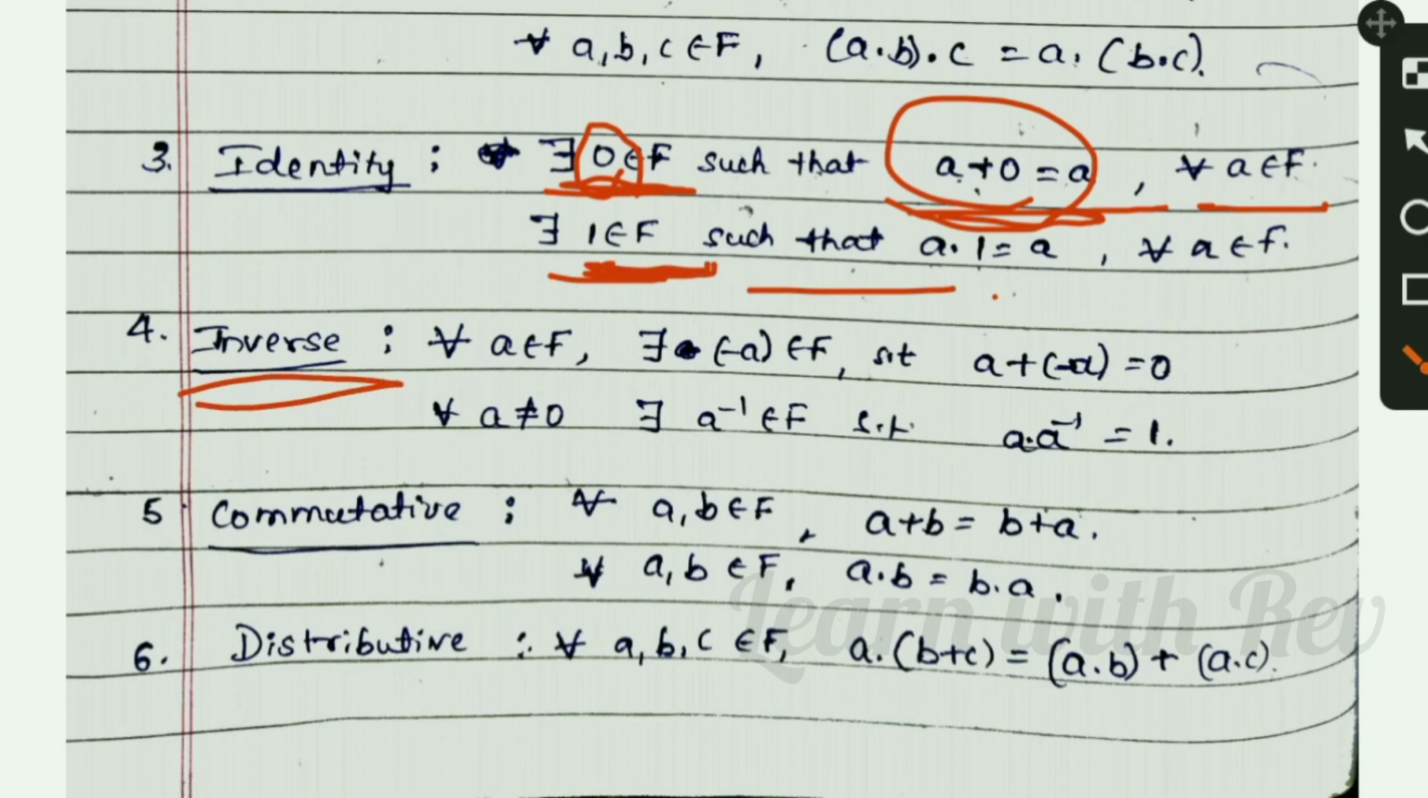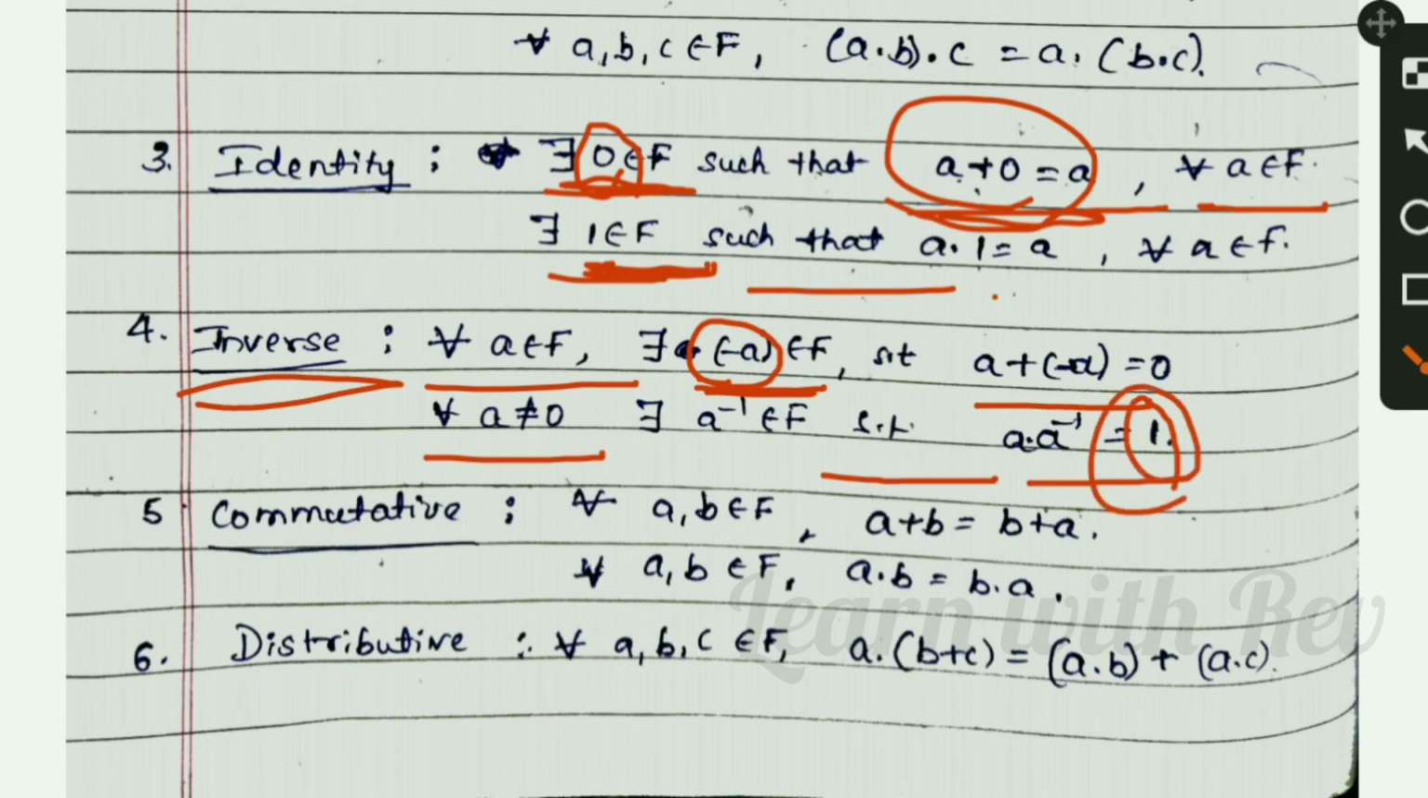Next, fourth one, inverse. Similarly, for all A belonging to F, there exists minus A belonging to F such that A plus minus A is equal to 0. Here this is known as additive inverse. For all A not equal to 0, there exists A inverse such that A into A inverse is equal to 1. Here A inverse is the multiplicative inverse.